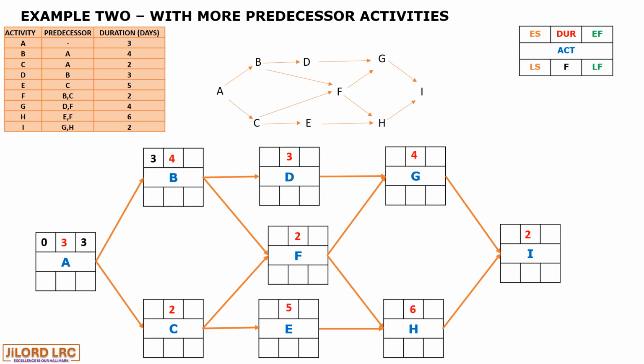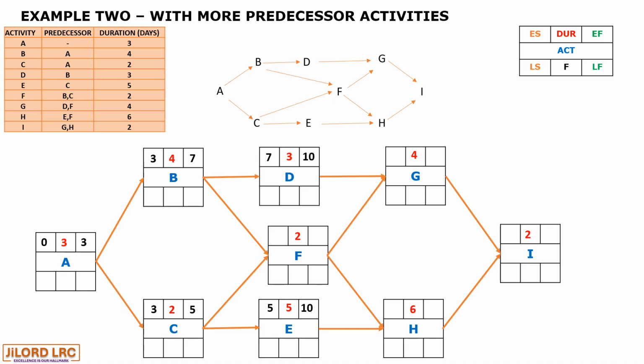So B has 3. 3 plus 4 is 7. And C has 3. 3 plus 2 is 5. And we move to D. 7 moves to D. 7 plus 3 to give us an early finish of 10. And E has 5 to start as its early start, giving us 10 as its early finish.